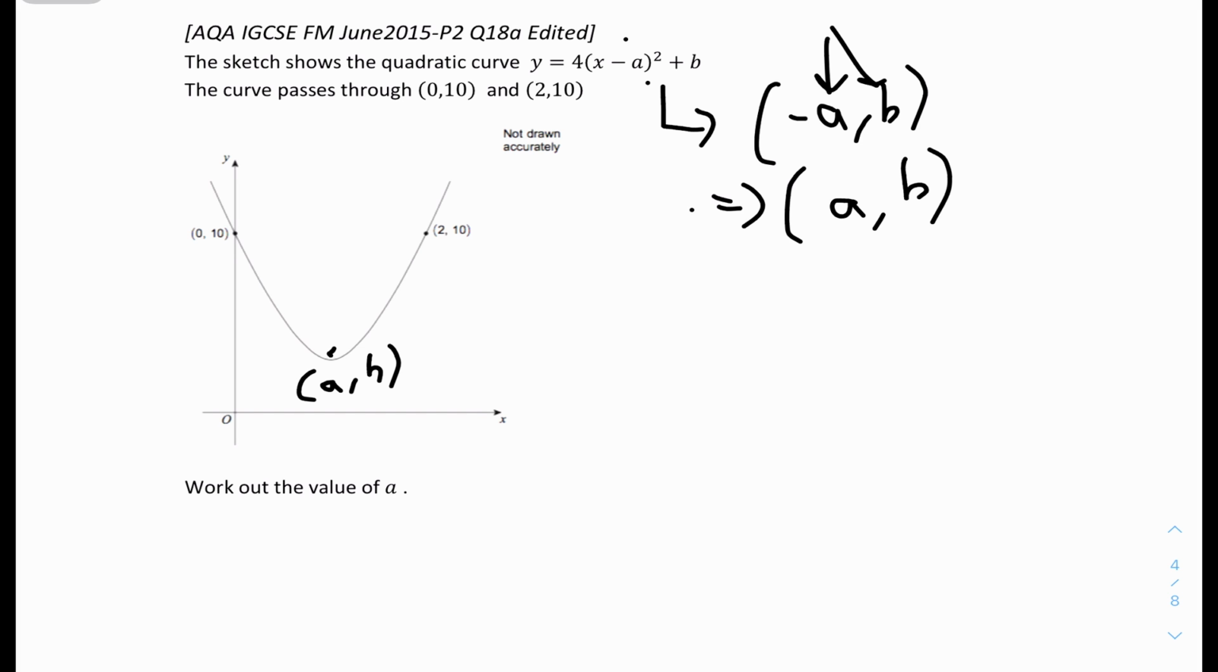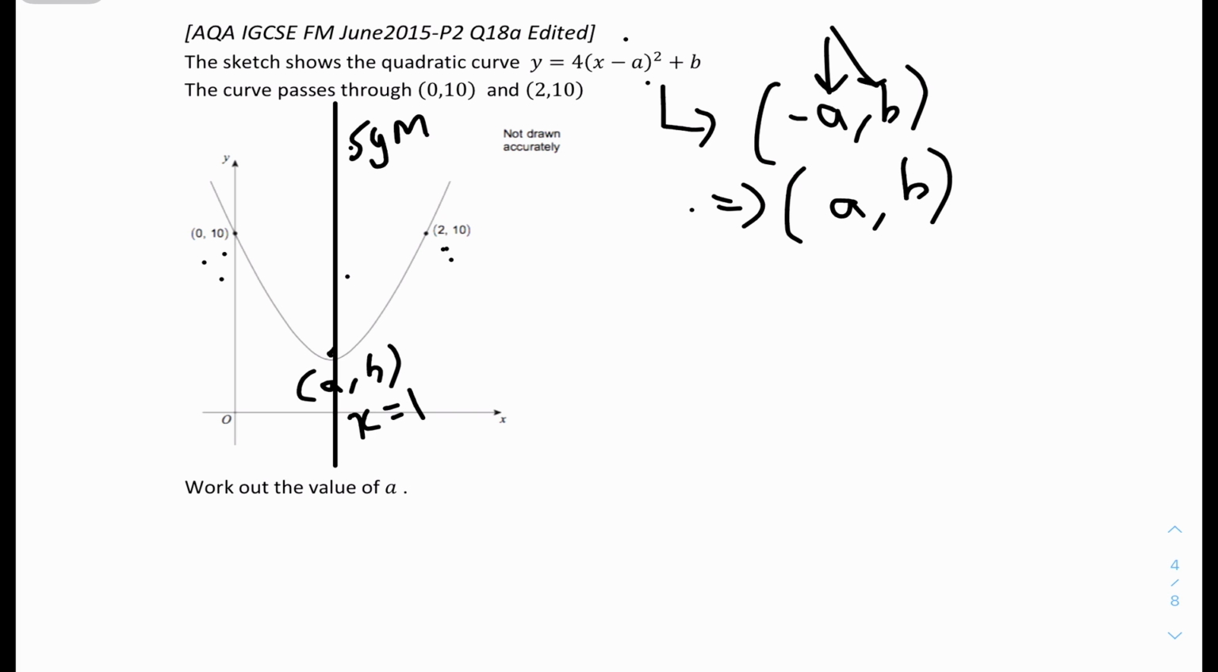So we know that the minimum point in this case is kind of like the line of symmetry, because we know that this point right here is (0, 10), and this point right here is (2, 10). So it must be in the middle of the 2 points. If you draw a straight line, it's basically the line of symmetry. Since this is x equals 0 and x equals 2, the middle must be x equals 1. It has to be x equals 1 because this is 2 and 0 and this is the middle.